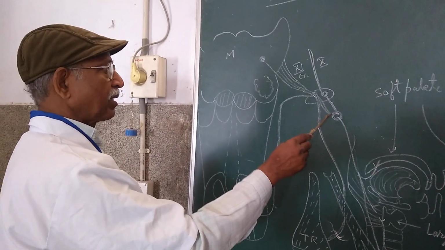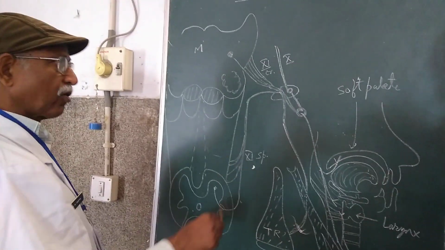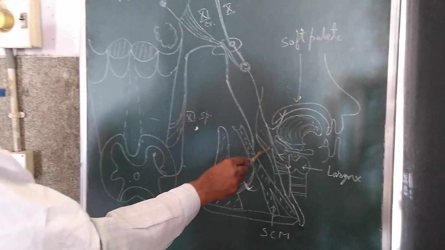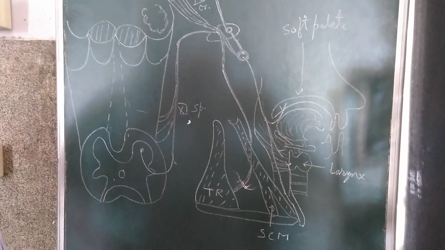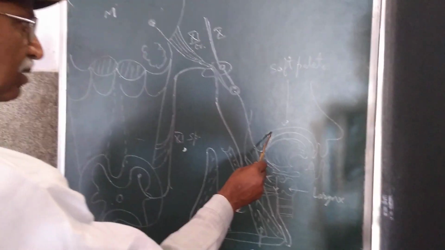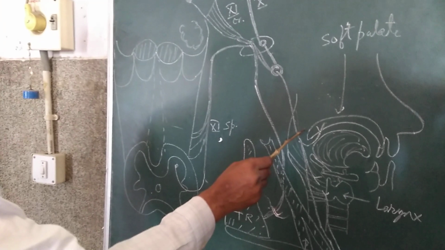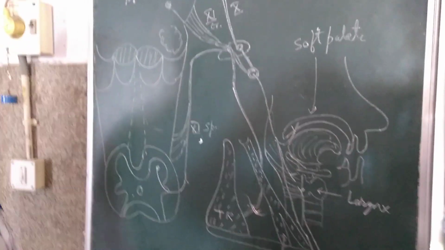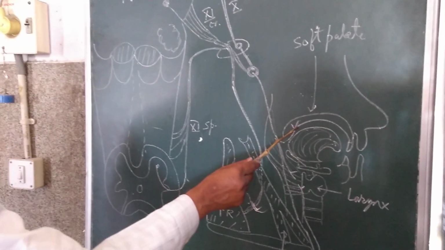Now the cranial part, which joins the vagus nerve and acts as part of the vagus. It passes to the pharynx, supplying the pharyngeal muscles except stylopharyngeus muscle. A branch gives off, that is the palatal branch, which supplies the muscles of the soft palate except tensor veli palatini, which is supplied by the mandibular nerve.